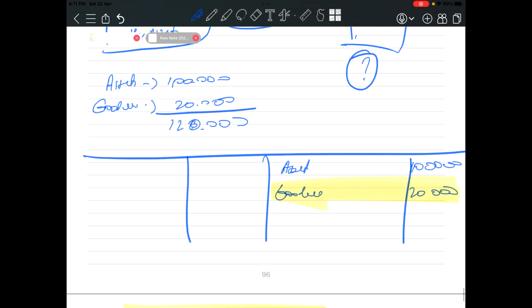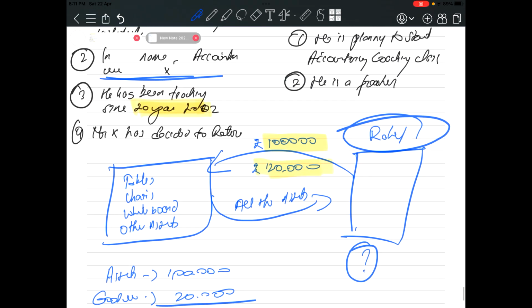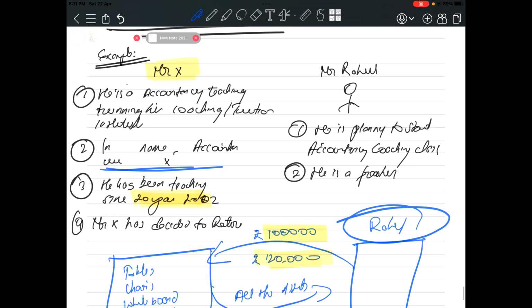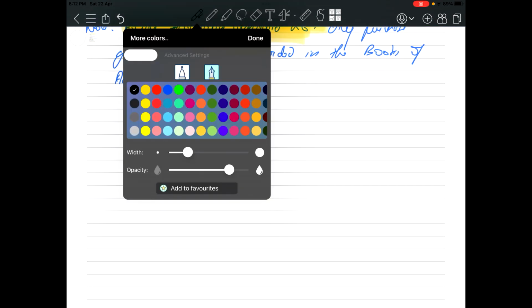So this kind of transaction wherein you pay some extra money, in this example the 20,000 extra, will be called purchased goodwill. I hope this is clear with this example. Whenever you are in doubt, you remember this example of Mr. X and Rahul. So now I will move to self-generated goodwill.